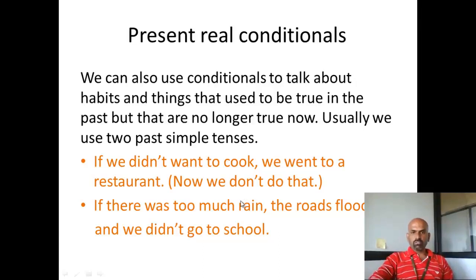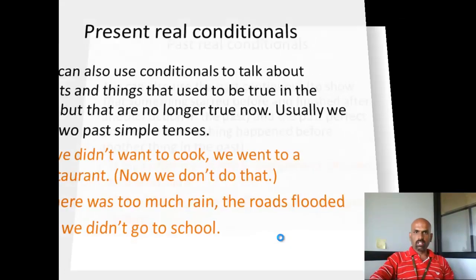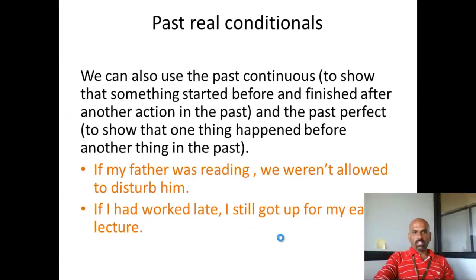If there was too much rain, the roads flooded and we didn't go to school. Again, it happened regularly. If it happens in the past, you can use this. If there was too much rain, the roads flooded and we didn't go to school. Let us go to the next one. If my father was reading, we weren't allowed to disturb him. See, I'm straight away going for the example, then we'll go to the rule.